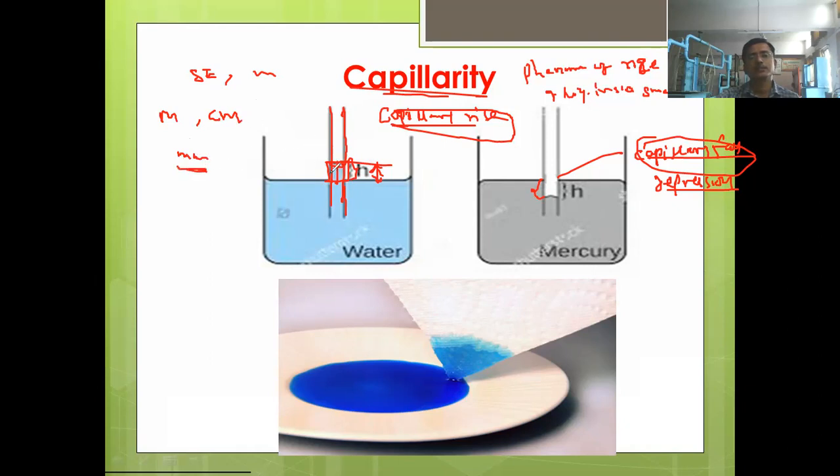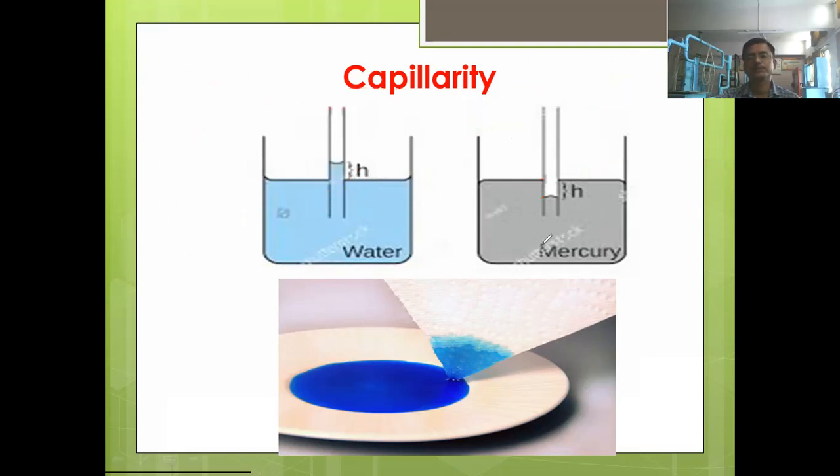If the rise in this tube, or the reduction or depression of this liquid, is very small, you can use the unit millimeter, because it is very small in nature. If you use the unit meter, you will get a value like 1 point something into 10 to the power minus 3 or minus 2. So from a practical point of view, a millimeter or centimeter will be better here. But the SI unit of capillarity is meter.